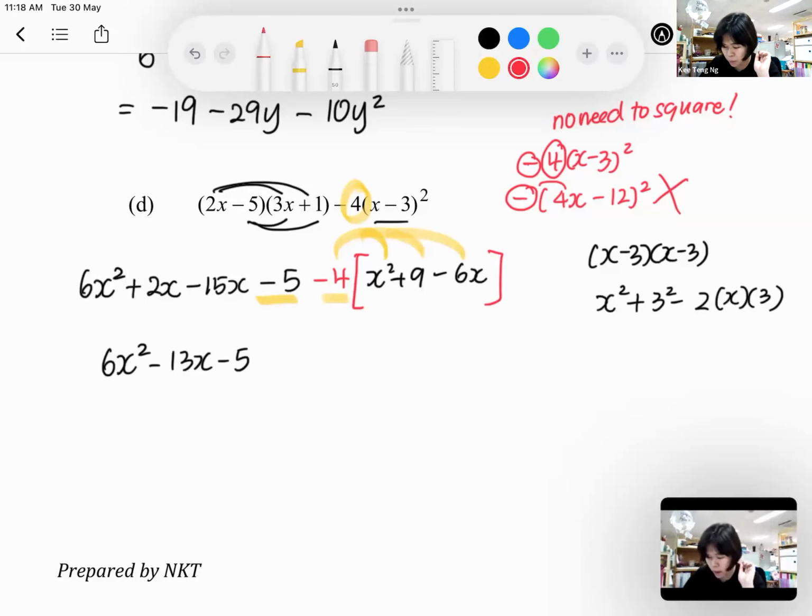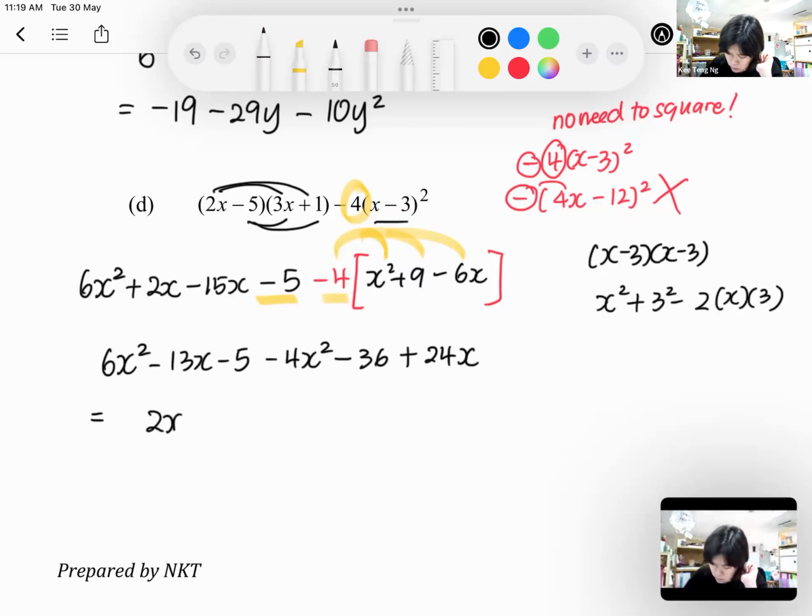So minus 5, then I multiply the negative 4 inside: negative 4x squared, negative 36, positive 24x. Then you get your answer, 2x squared, negative 30 plus 34. Negative 5 minus 36, negative 41. Answer. Anybody got this answer correct?